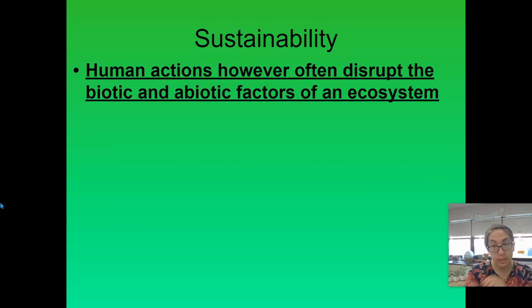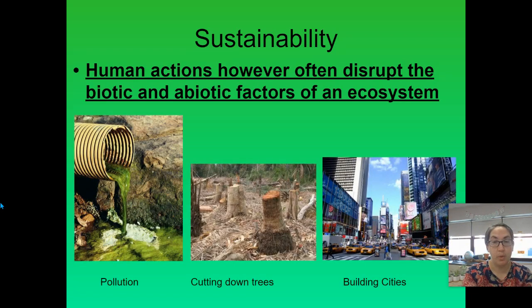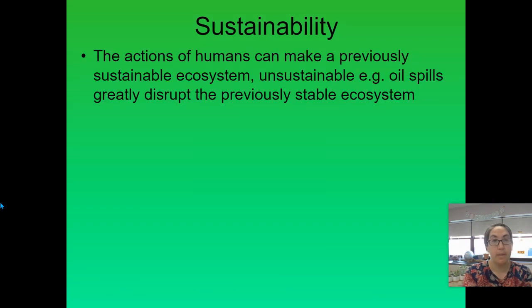However, this is where humans come in. So human actions often disrupt the biotic and abiotic factors in an ecosystem. So they disrupt the balance that ecosystem maintains when they don't have human interference. So some ways that we do this: pollution, cutting down trees, building cities. These are all ways that humans disrupt how ecosystems function. So the actions of humans can make a previously sustainable ecosystem unsustainable.